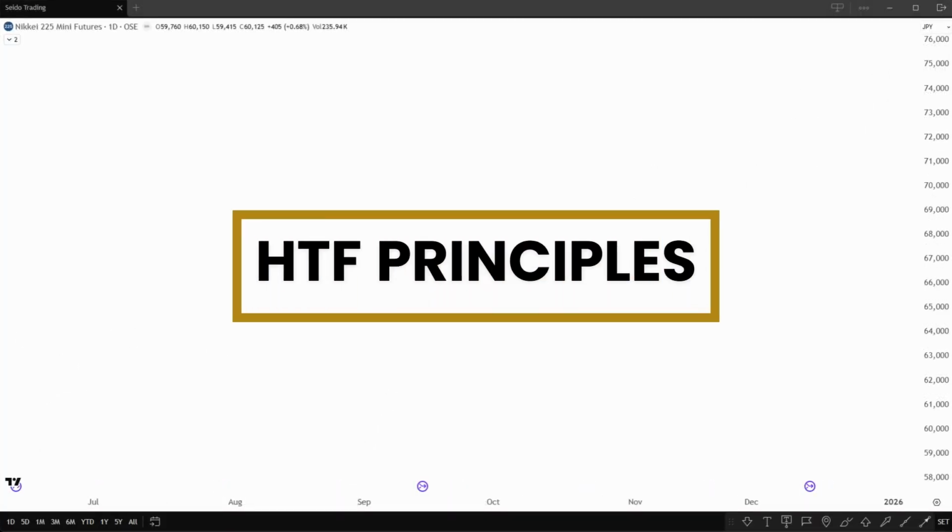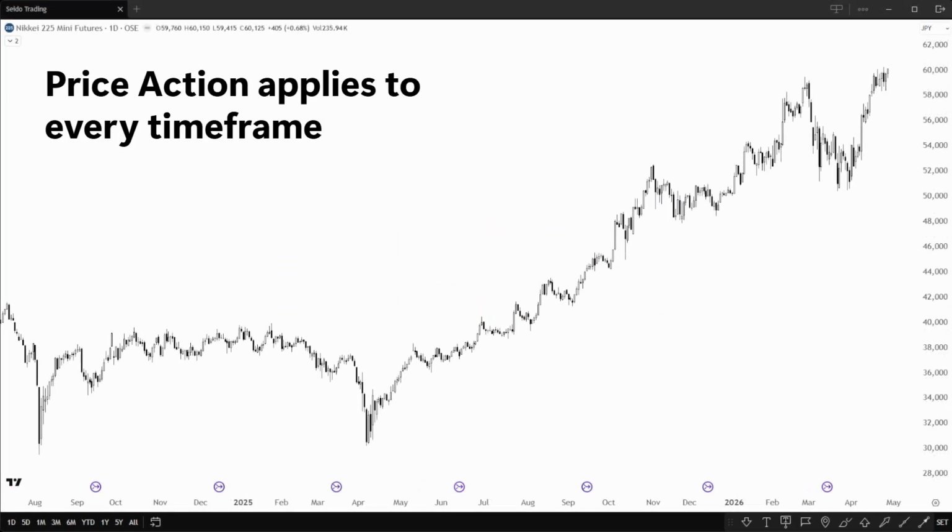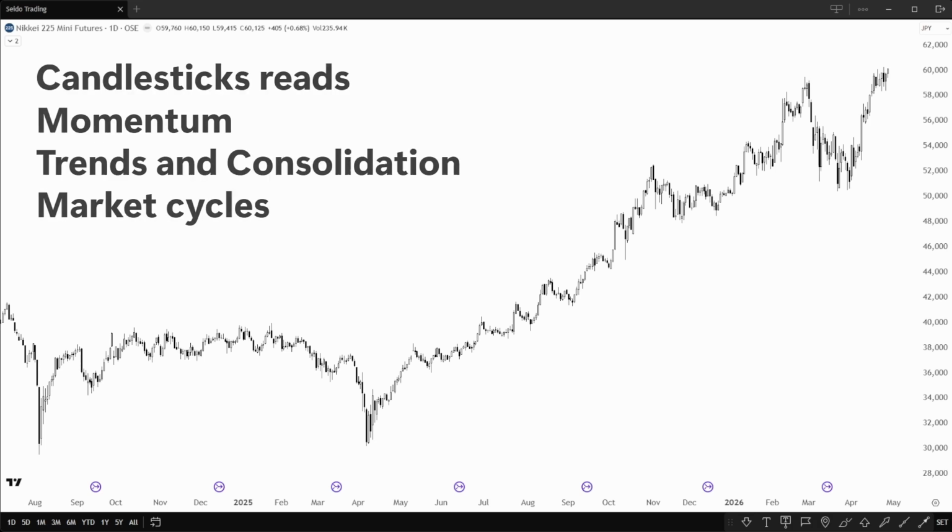When traders talk about context in a price action sense, they're referring to the price action on a higher timeframe. Every concept covered in the series exists on every timeframe. The candlestick behavior from lesson 1, momentum in lesson 2, and the trends and consolidation patterns we learnt in lessons 3 and 5. These are the price action principles we use to build our context.